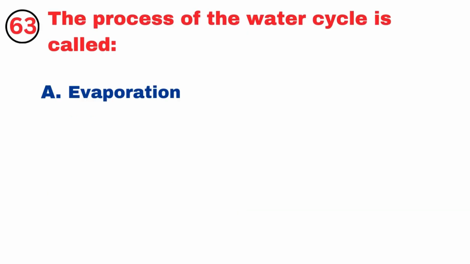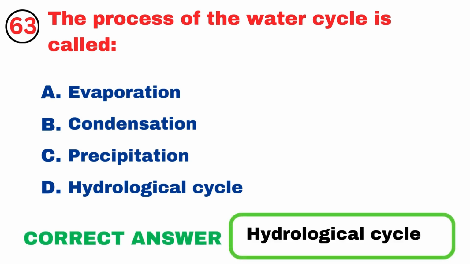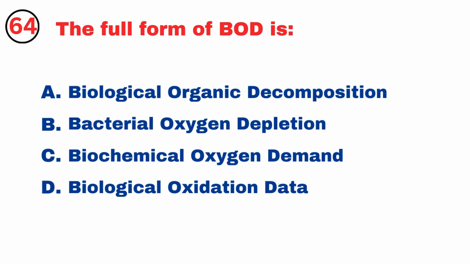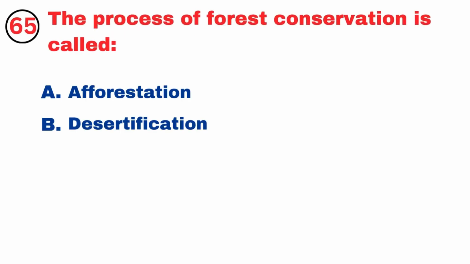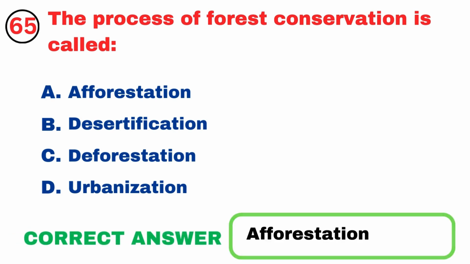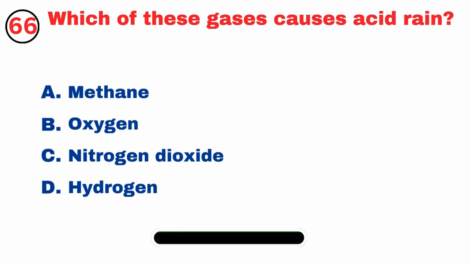The process of the water cycle is called hydrological cycle. The full form of BOD is biochemical oxygen demand. The process of forest conservation is called afforestation. Which of these gases causes acid rain? Nitrogen dioxide.